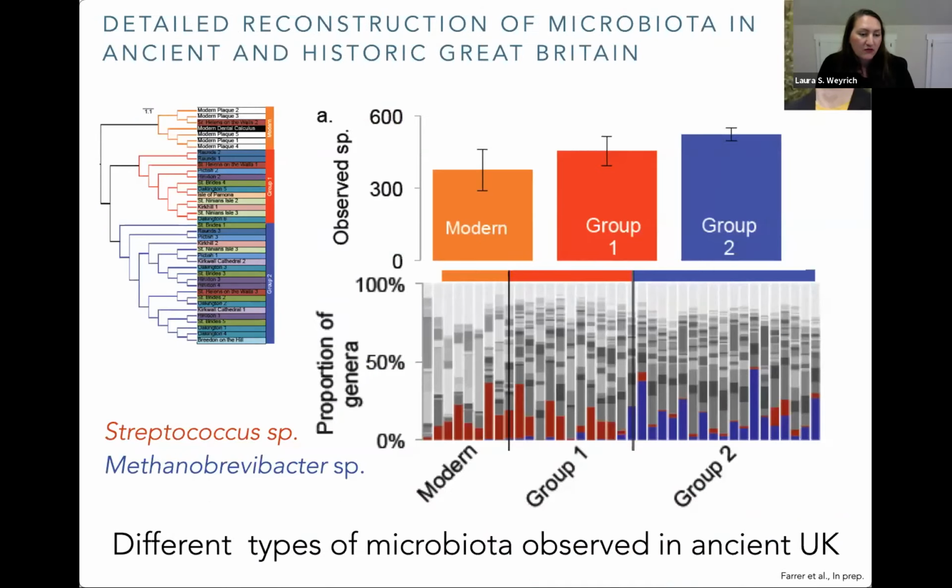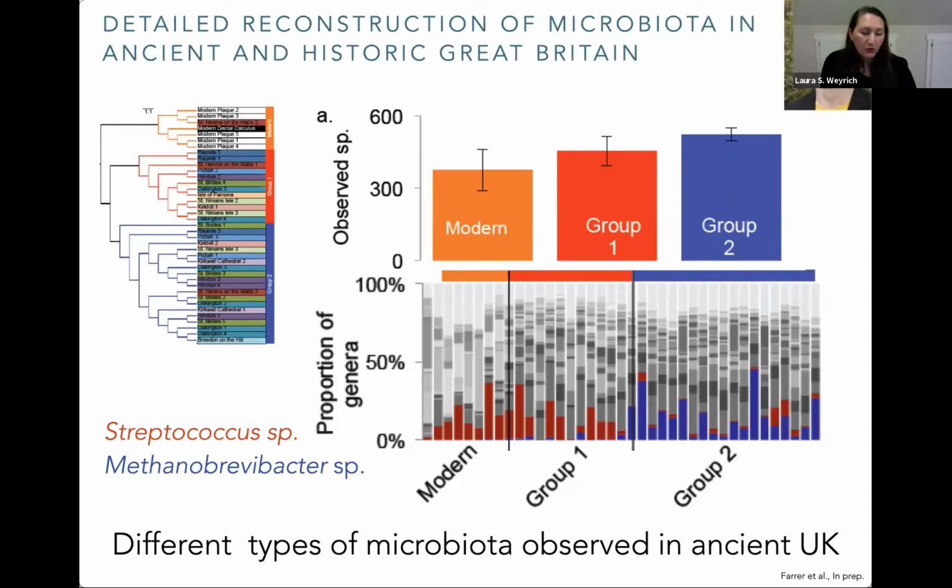My graduate student, Andrew Farr, decided to focus in on the United Kingdom, and he looked at 127 different individuals throughout the United Kingdom and tried to understand how the oral microbiome would change in one location and largely within one culture, as many of these individuals are from London, over at least a 1200 year period. What's fascinating about this study is that if you reconstruct microbiota from people in the UK over the last 7,000 years, you see two very distinct types of microbiota start to emerge.